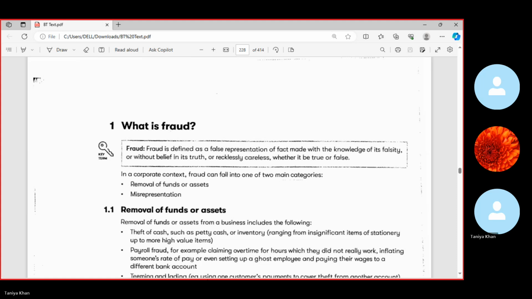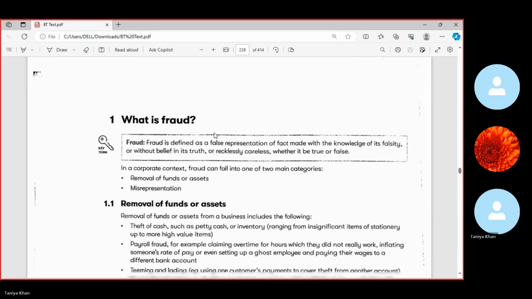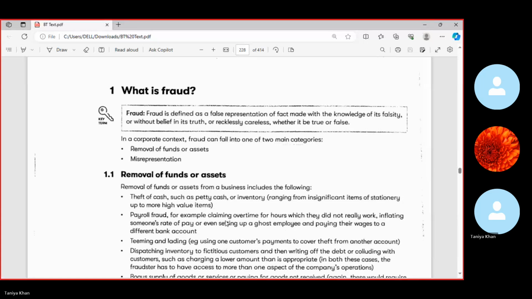The lesson which we are going to start is identifying and preventing fraud. First of all, we have to know the definition of fraud. Now, what is fraud? Fraud is intentional misrepresentation. What do you mean by misrepresentation? You are telling someone something which is false, and definitely you know about that particular thing, that whatever information you are conveying is false information.